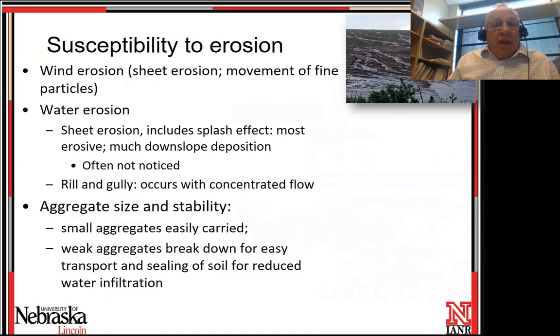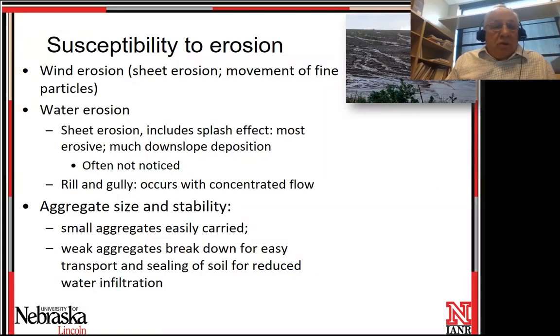Wind erosion and water erosion, with both, we're most concerned about sheet erosion. That is the gradual movement of soil particles along the surface. With water erosion, it tends to be downslope. Some of this occurs due to the raindrop splash effect, but then also the gradual movement of water downslope. Sheet erosion is our most erosive process, but it's often not noticed.